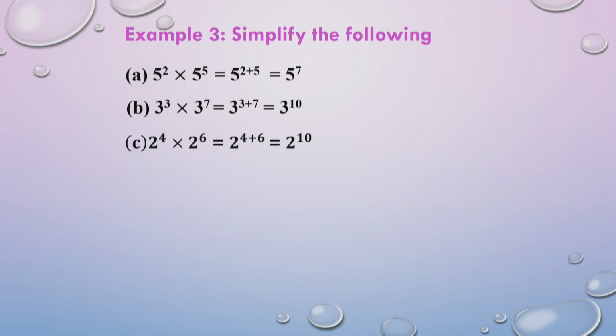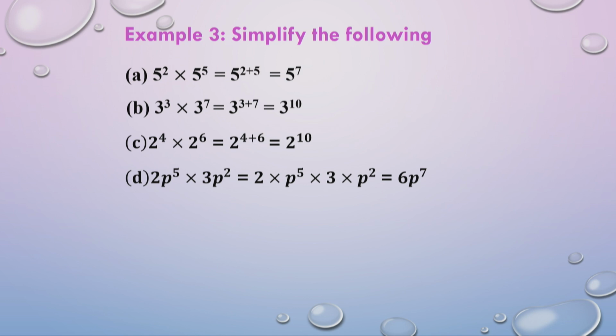Part C, 2 to the power of 4 times 2 to the power of 6, which will give me 2 to the power of 4 plus 6, that is 2 to the power of 10. Remember, you have to check that we have the same base before we can apply the multiplication law.